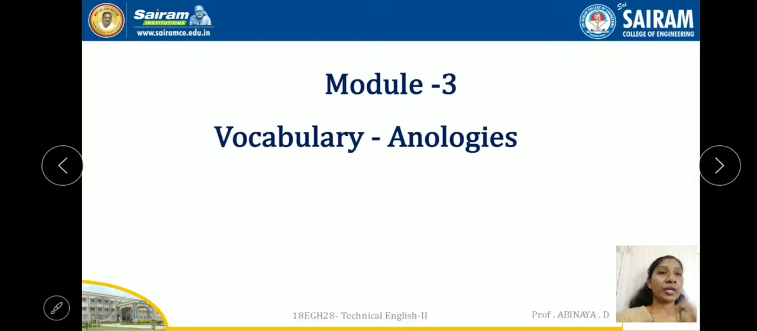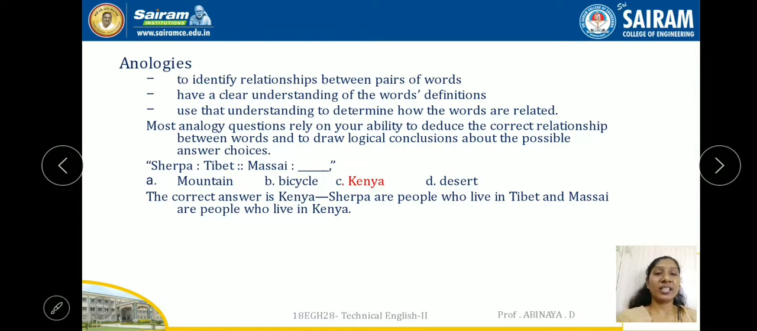In this video we are going to see analogies. So let us see what those analogies are. Analogies are nothing but pairs of words with a proper relationship. We are going to fill in a word which has a proper relationship for the already given pair. First, what we have to do is identify the relationship between the pair of words.